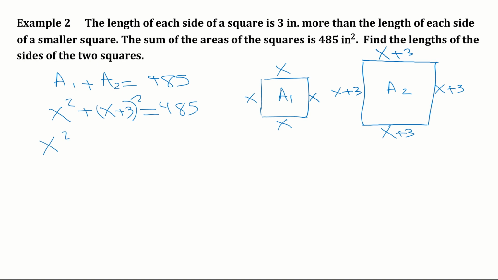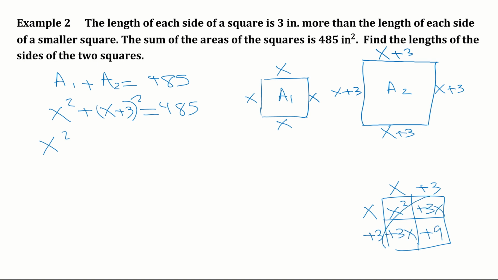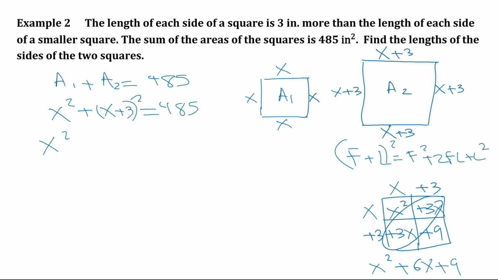So we have x squared. I can take care of x plus 3 squared very quickly right here. X plus 3, x plus 3. I don't have to memorize any formulas if I don't want to. So that's x squared plus 3x plus 3x plus 9. Those add up, so you get x squared plus 6x plus 9. If you know a formula such as quantity f plus l squared equals f squared plus 2fl plus l squared, by all means use it, that's fine.